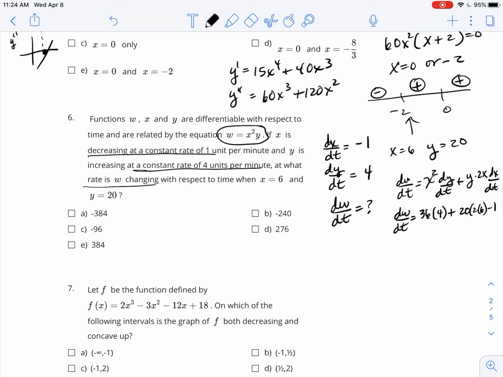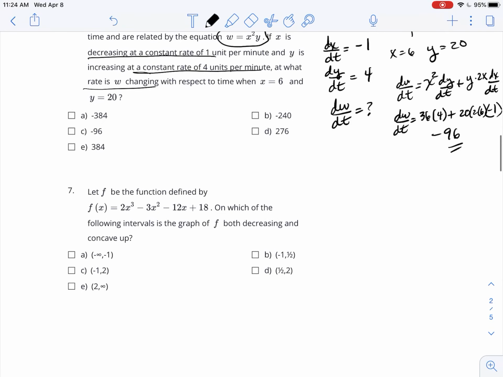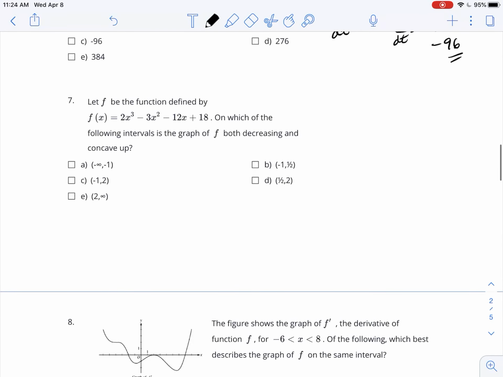So 36 times 4, I don't know what that is, it's a big number, plus 20 times 12 minus 1, times -1, sorry, that's a product, that's going to give you -96. You can double check that, but I believe it's -96.